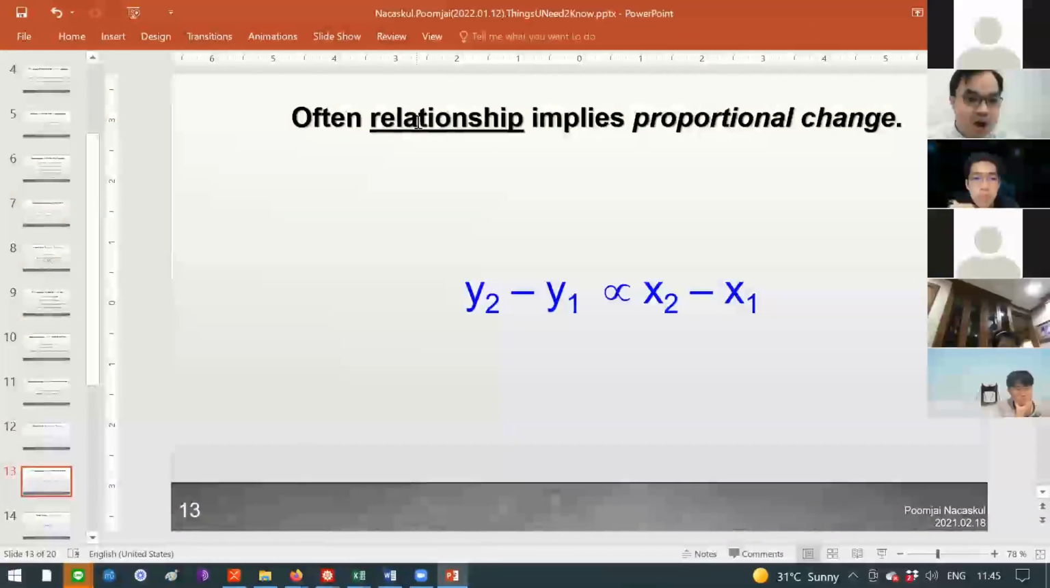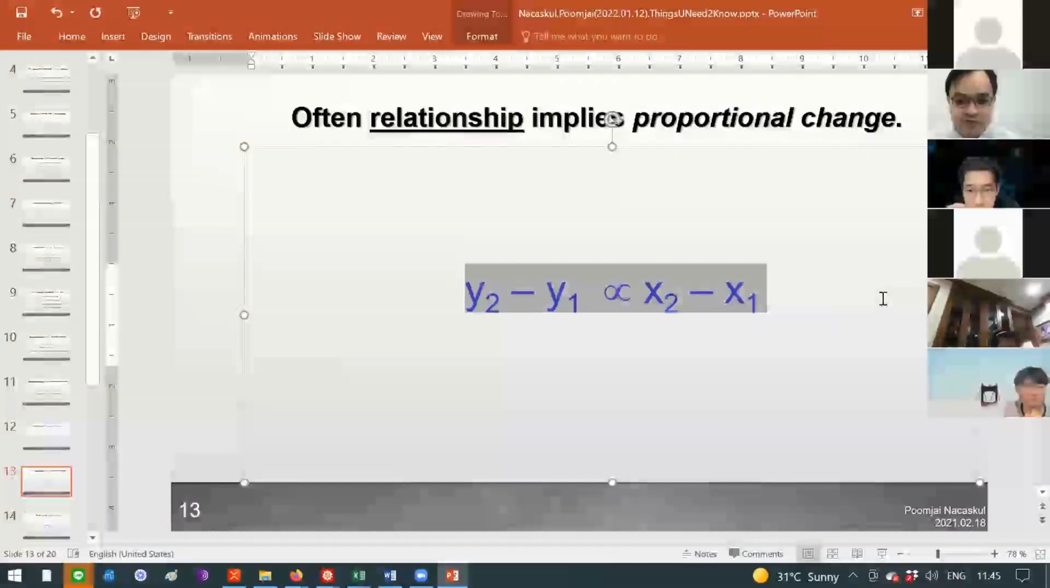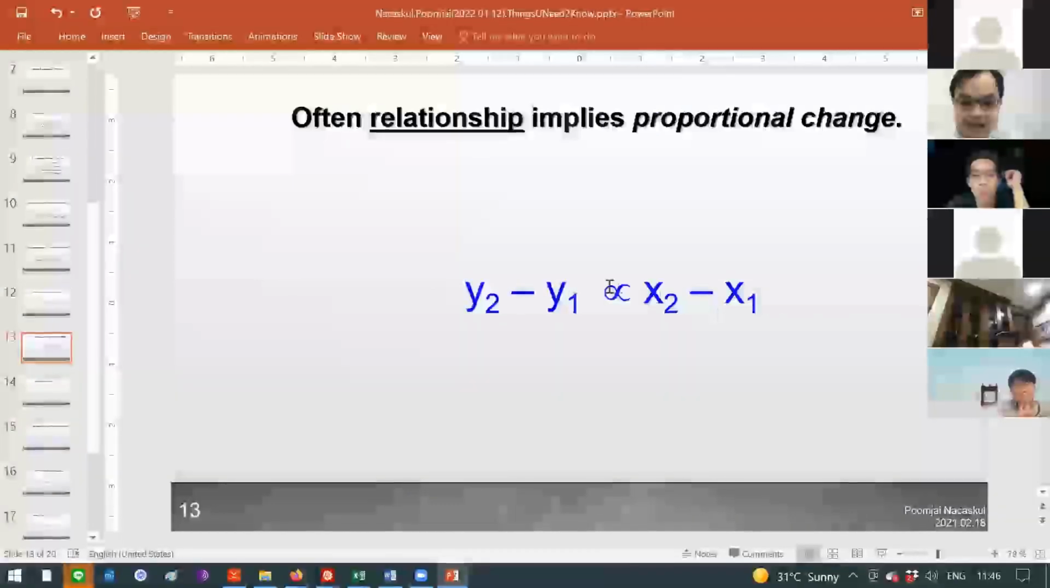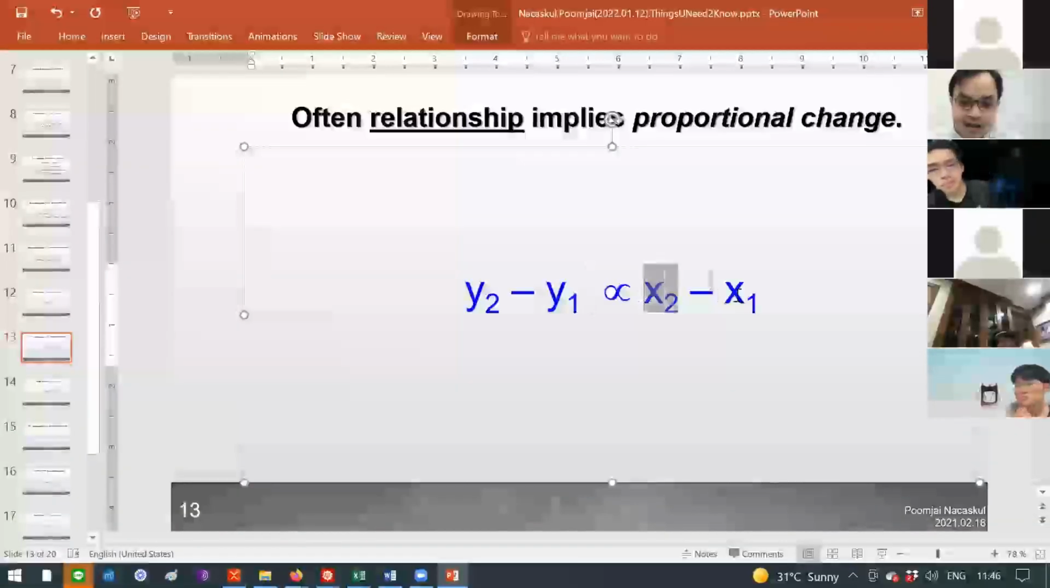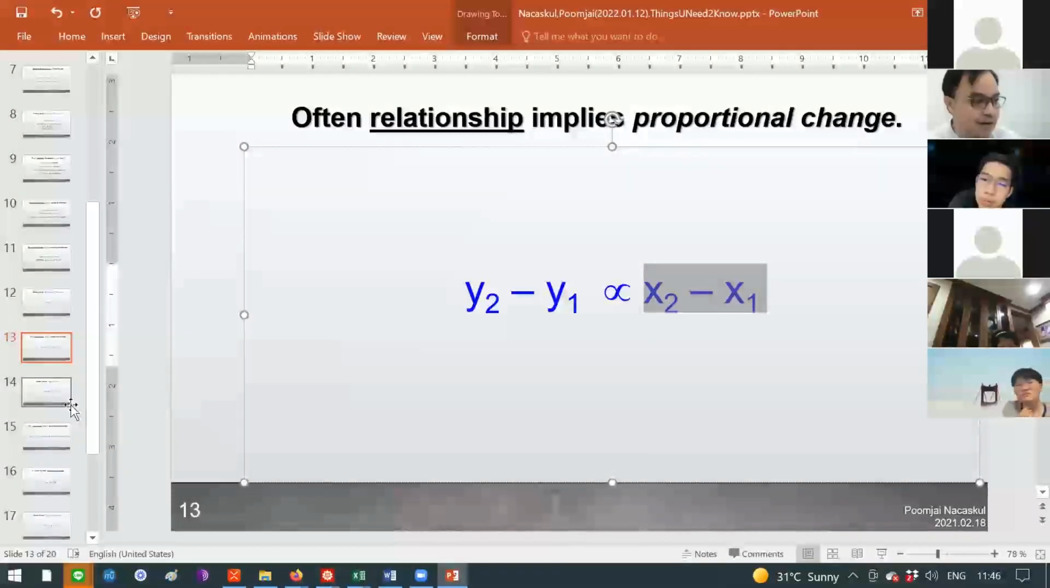Now, often, relationship implies proportional change, right? And this is where you get the first inkling of understanding what a function does. This takes you back to 5th grade, the notion of proportionality. Every year changes, the height changes, that sort of thing. It's proportional, right? When you were young, you realized this.